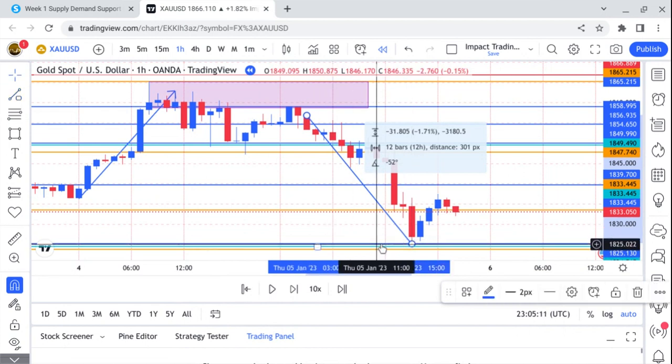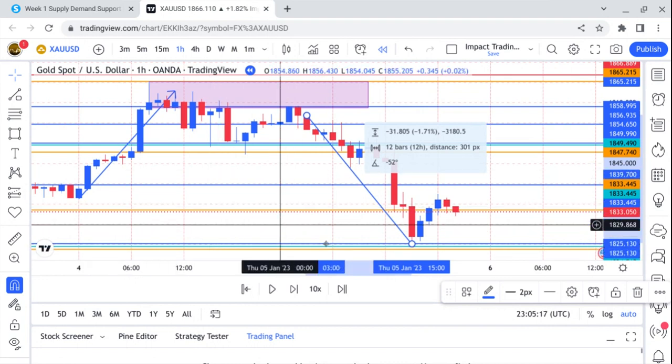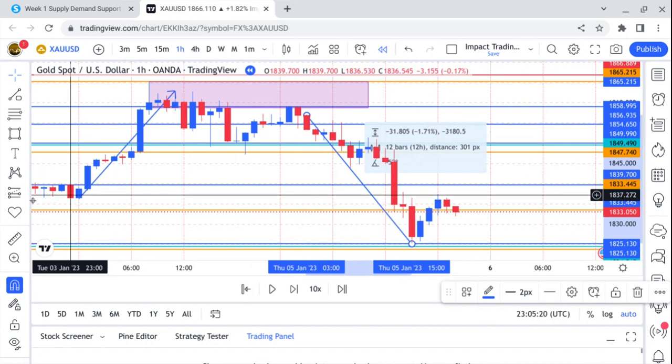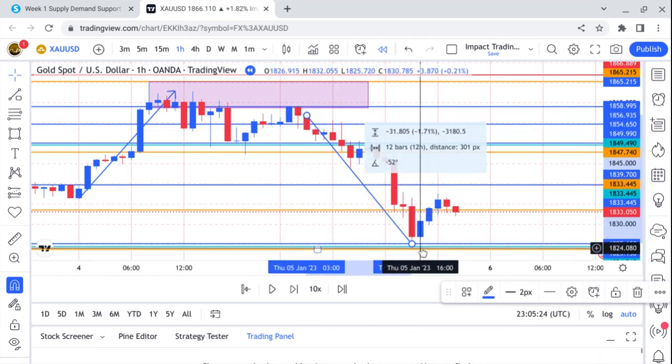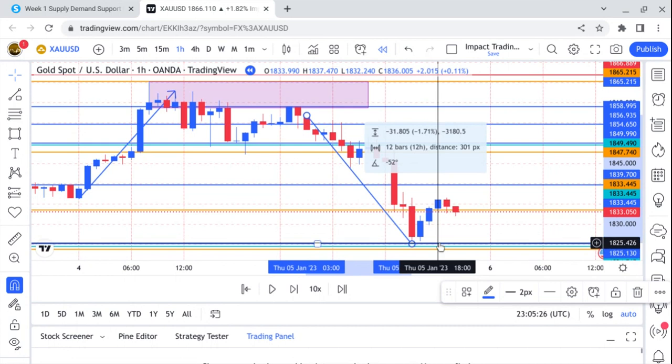Now remember, we drew these lines before the session began. This monthly line was here months ago. This weekly line was here months ago. So now when price came back down to this weekly monthly line, price acted as support.